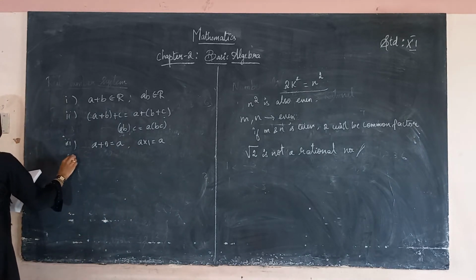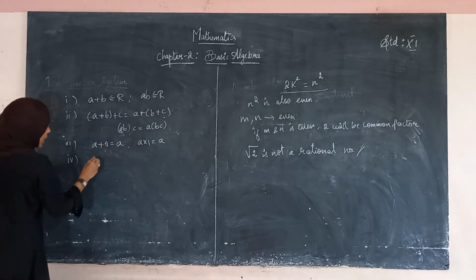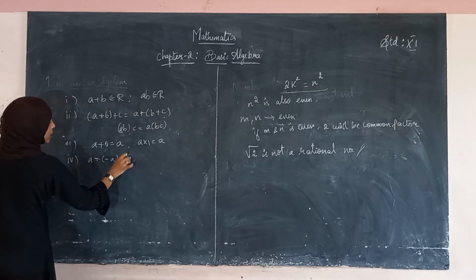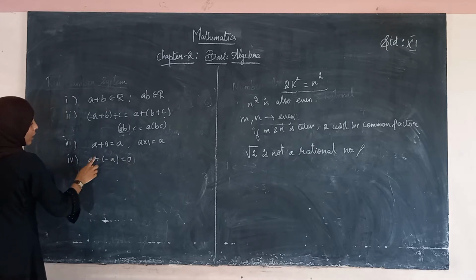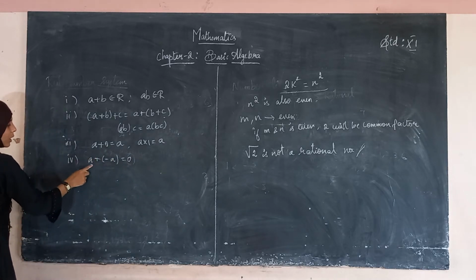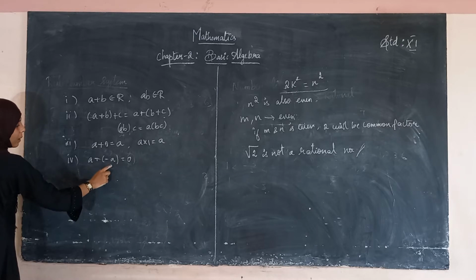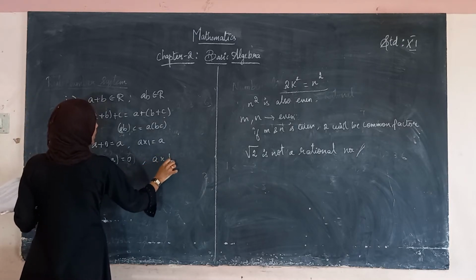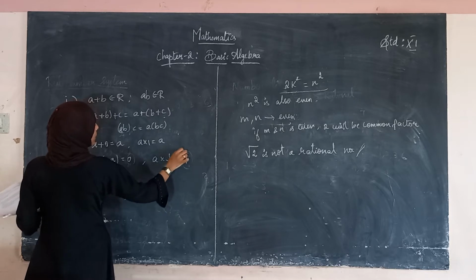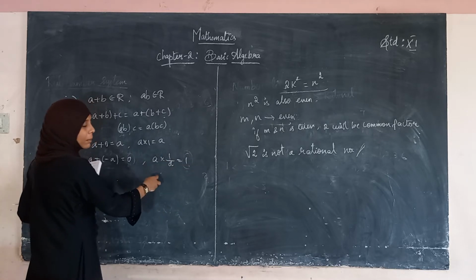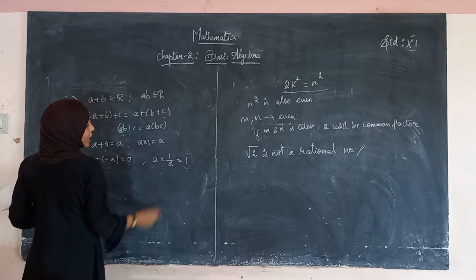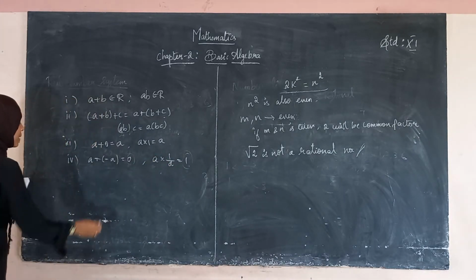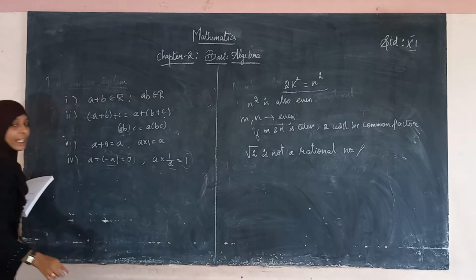Now the inverse. If a belongs to R, a plus minus a will be equal to 0. We have to add some element to a to get the additive identity. What is the element? Minus a. Similarly, a into 1 by a is equal to 1. We have to multiply some element with a to get the multiplicative identity, that is a into 1 by a is equal to 1. This is the additive inverse, this is the multiplicative inverse.